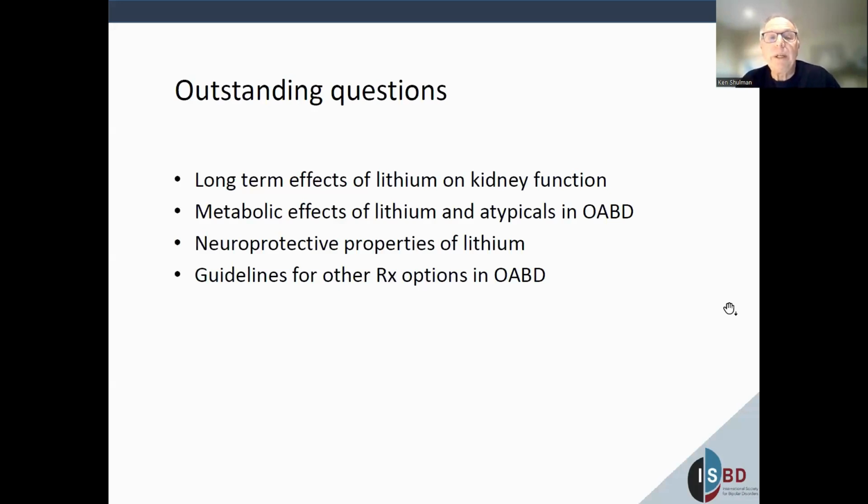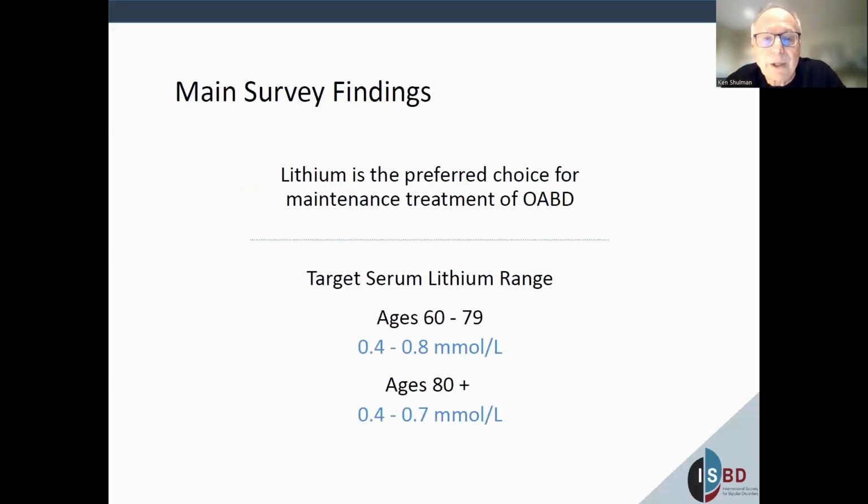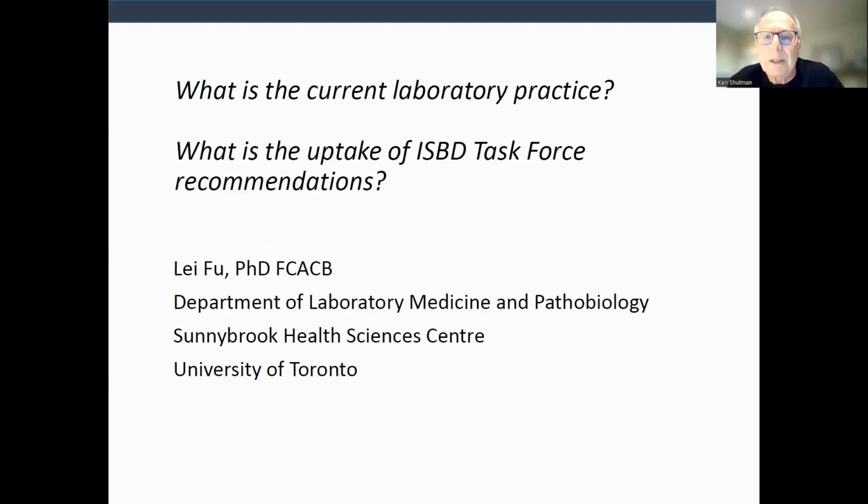But we need guidelines, not just for lithium, but for other treatments. So, summarizing the findings of the Delphi survey, to make it simple: lithium is the preferred choice, but of course it's not being used. The target range has to be much lower than the labs are currently using. So with that, we moved on, and I'll just try to summarize this quickly in the last few slides, to a quality improvement project involving the laboratory.